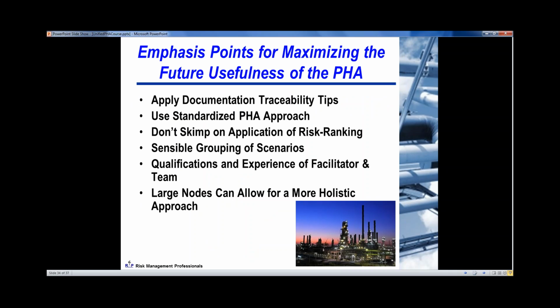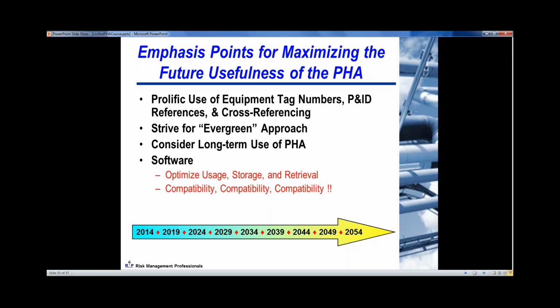We talked about qualifications and experience. Large noting can also be helpful. And here we go again. Equipment tag numbers, P&ID references, and cross-referencing. You will save time. You will reap the benefits. It may seem like a pain in the neck as you're doing it, but in the long run, you're going to make your products more useful, and you're going to be saving a lot of money in the process.